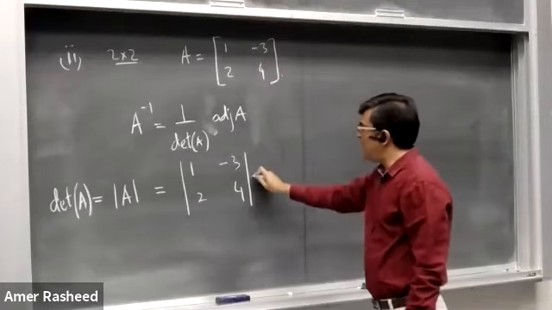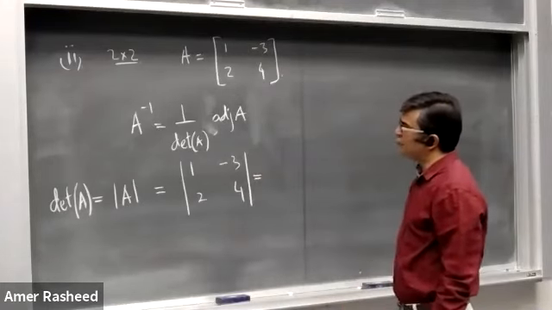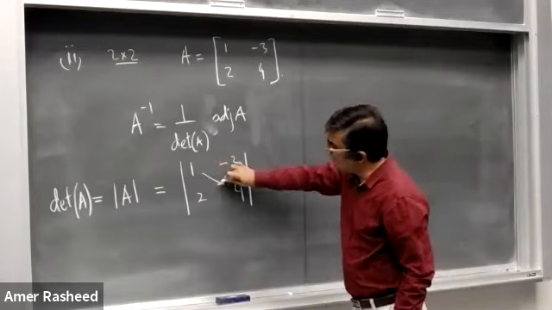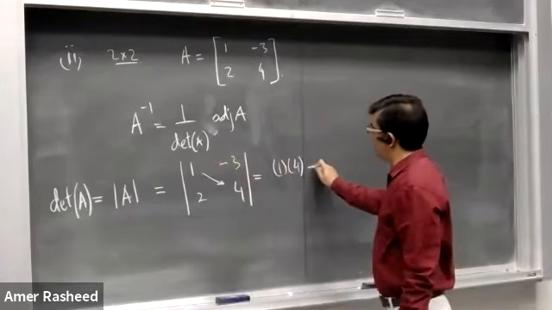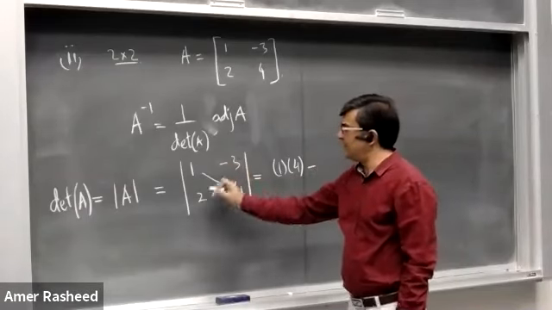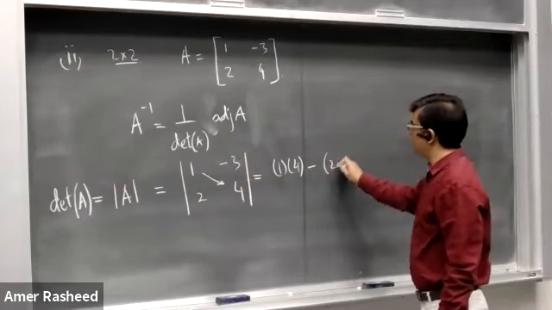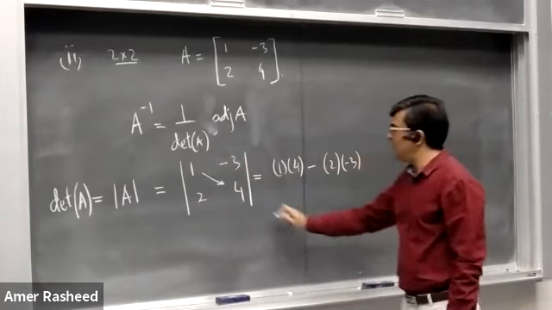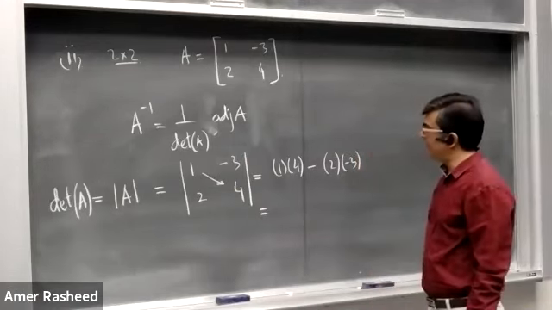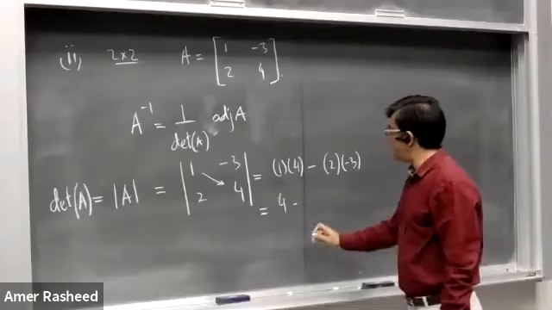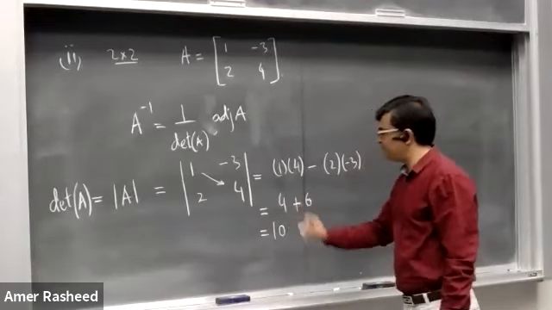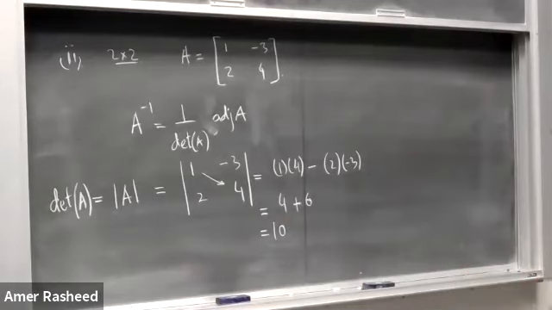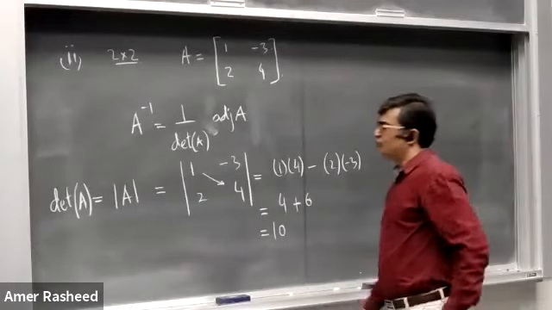Now, how do we find the determinant of a 2 cross 2 matrix? We multiply the two numbers in the diagonal, 1 into 4, minus the product of the off-diagonal numbers, which is 2 into -3. This is how we find the determinant, which is 4 plus 6, that is 10. This is how you find the determinant of a 2 cross 2 matrix.